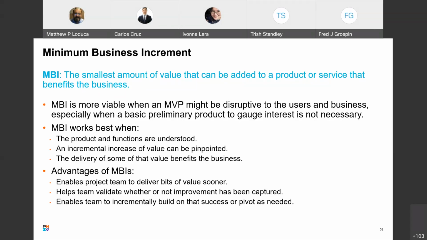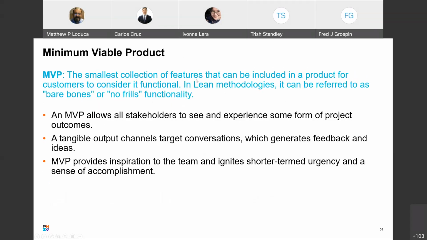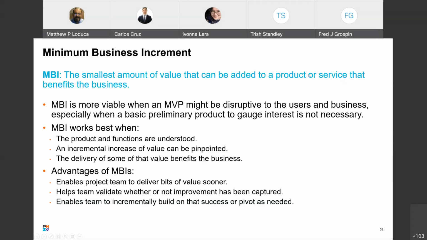The MBI thing, again, I'm not sure how that fits. I mean, it's the right next step. Generally, the next small thing, yeah. But it's the smallest amount of value that can be added to a product. I mean, the smallest collection of features that can be included in a product for a customer to consider it functional. For me, that's almost saying the same thing. And why they're saying this is, I think of these as the next increments as opposed to this, but I don't really know. That almost doesn't describe it, which is why I hesitate to use that term.